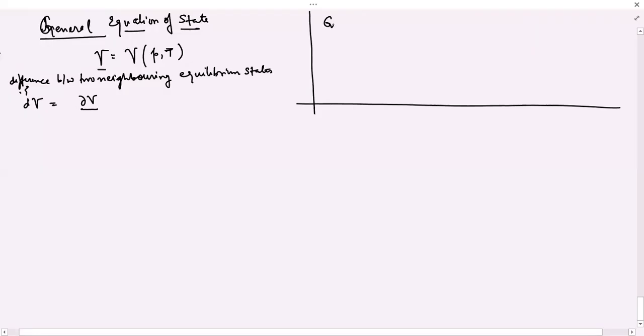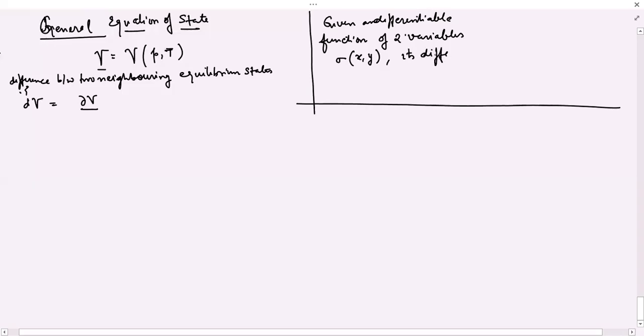So if you are having a differentiable function, given a differentiable function of two variables, let's say I'm talking of sigma as a function of x and y, then its differential, and we'll talk of something called perfect differentials or exact differential, inexact differential, but right now I'm just talking of its differential d sigma, which can be written as del sigma by del x times dx plus del sigma upon del y times dy.